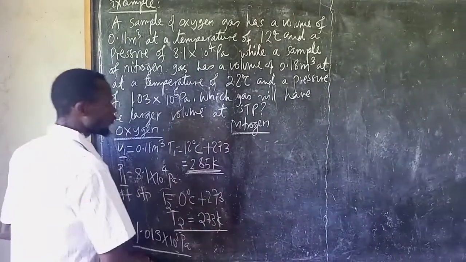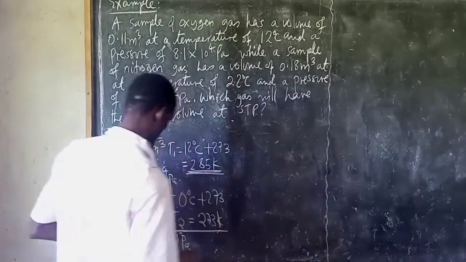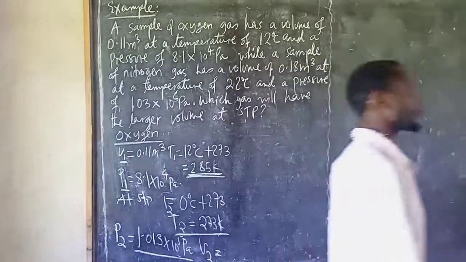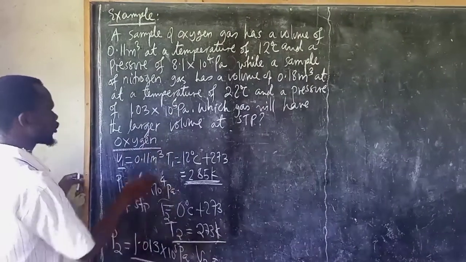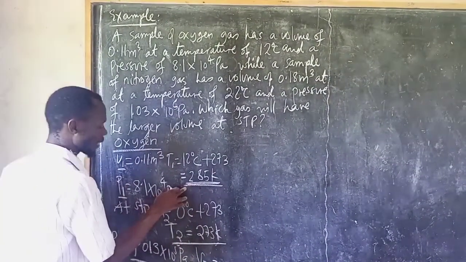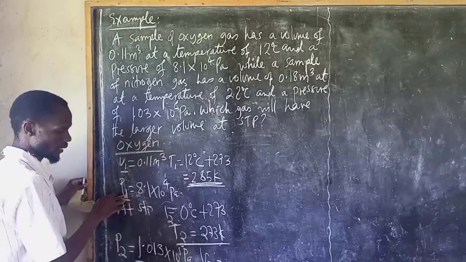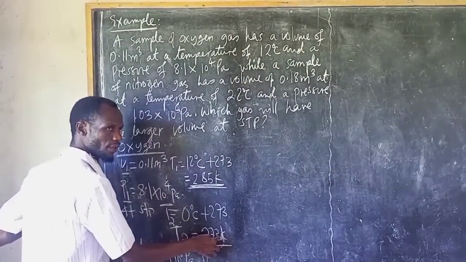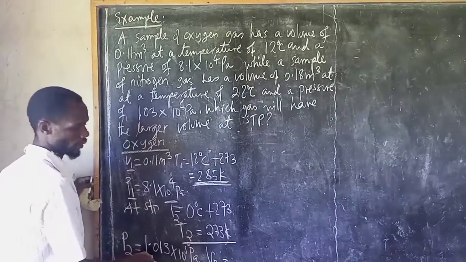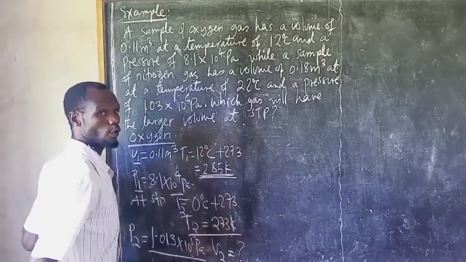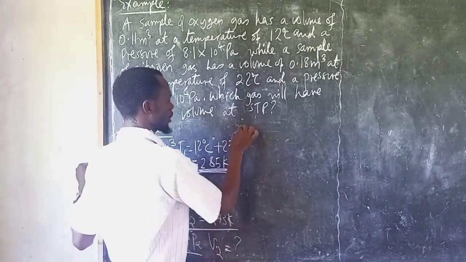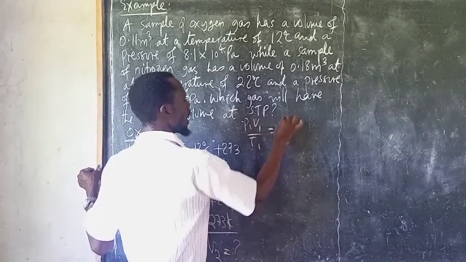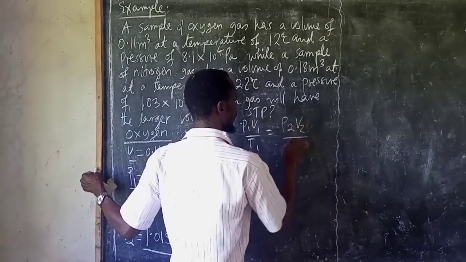Now, we've been asked to find the volume at STP. Before, the volume was like here, with its temperature and pressure. But at STP, the temperature is 273 Kelvin and the pressure is this one. What is missing is the volume. Therefore, from the general gas equation, we have P1 V1 over T1 is equal to P2 V2 over T2.